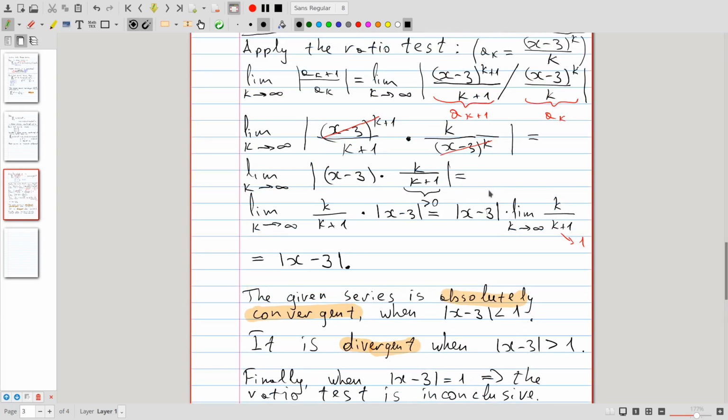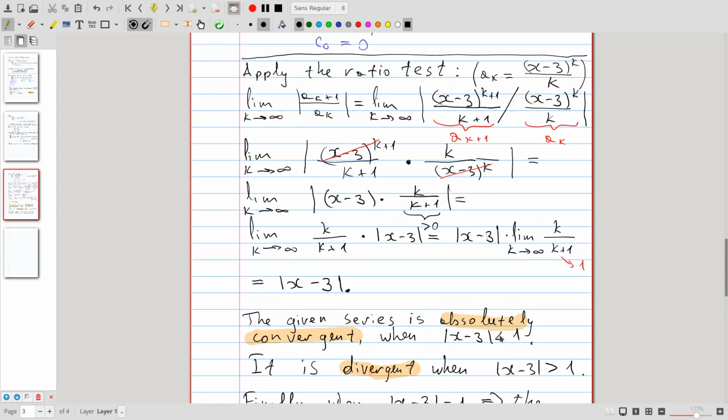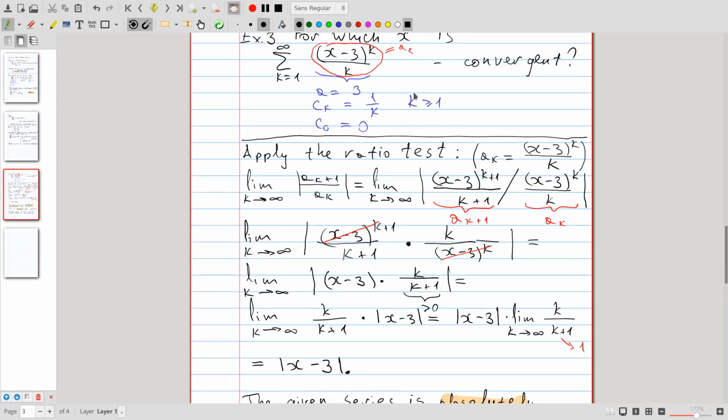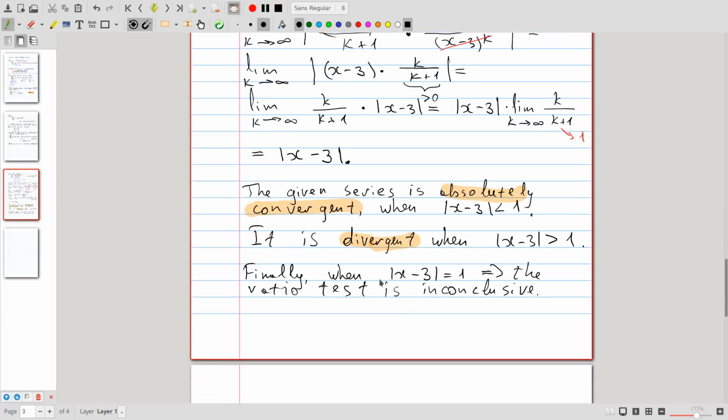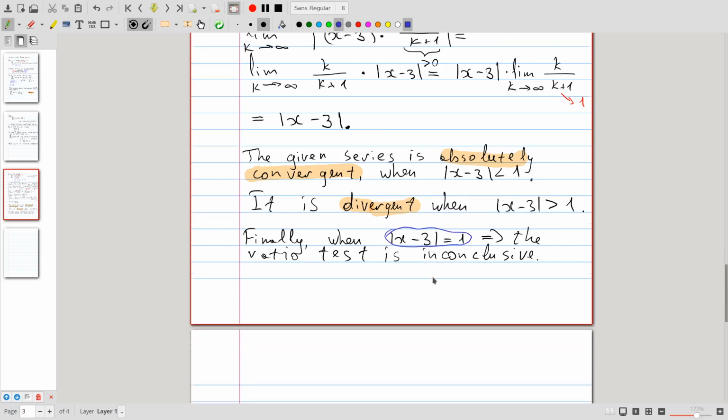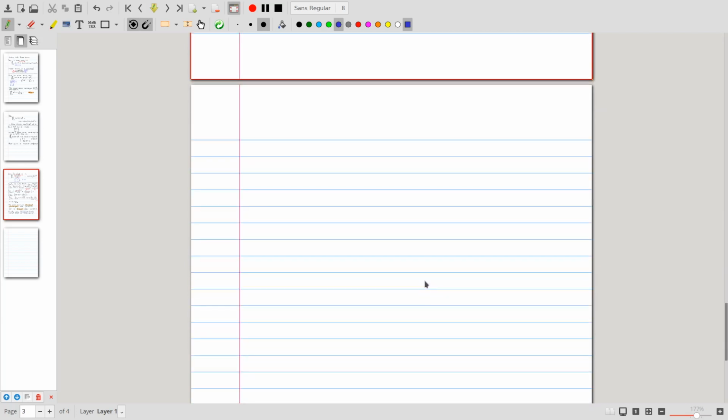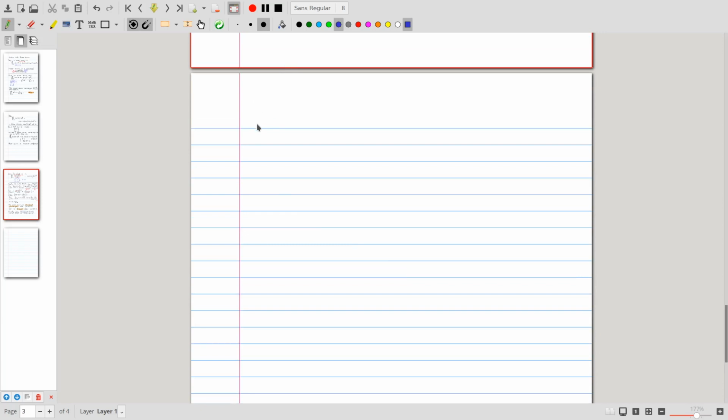Since for all the other x's, we know what the behavior of this power series is, it remains to look at just the values that satisfy this relation. This is what we are now interested in, and this is what we will now study. Let's see what happens with our series when the absolute value of x minus 3 is precisely 1.